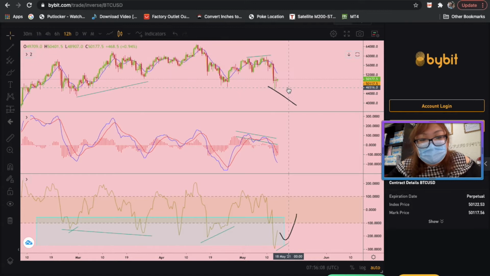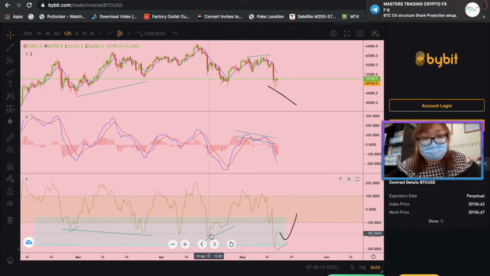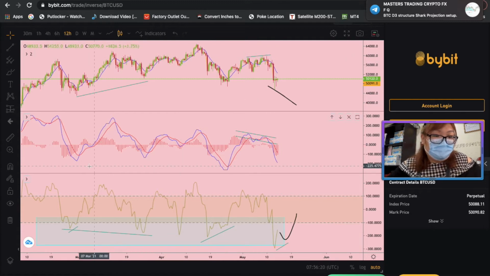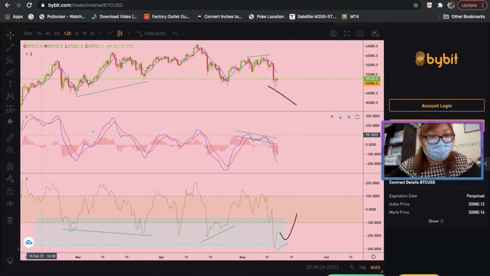Now every time it reaches the bottom, the market pumps. Every time it reaches the bottom here, the market pumps. Even though it pumped here, but still it pumped, right? So basically, not only that, I'm going to compare it on the higher time frame on the MACD as well.